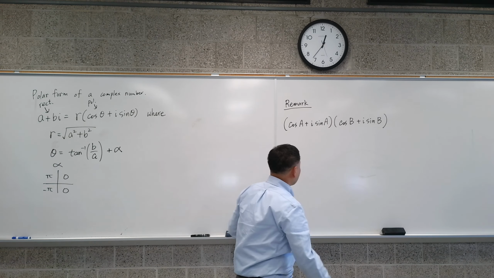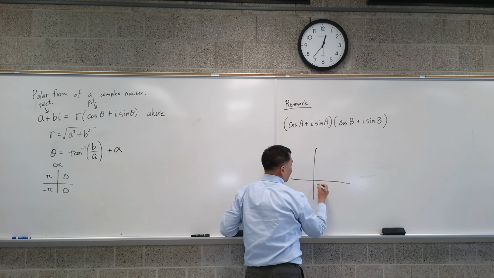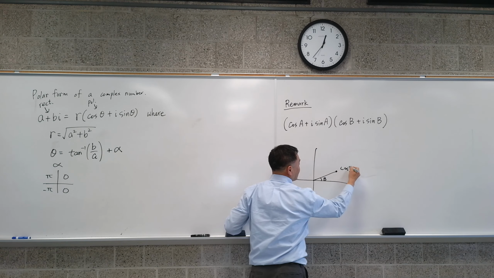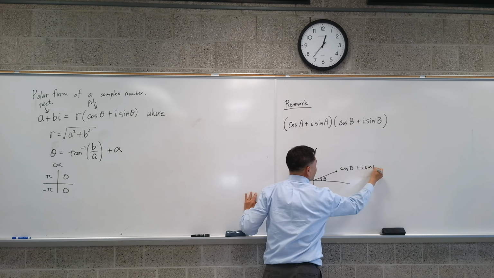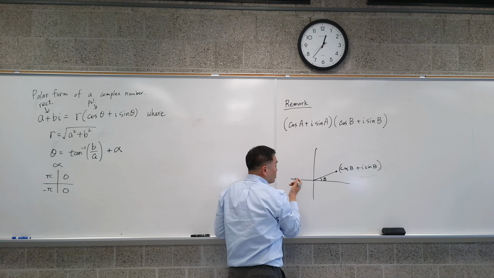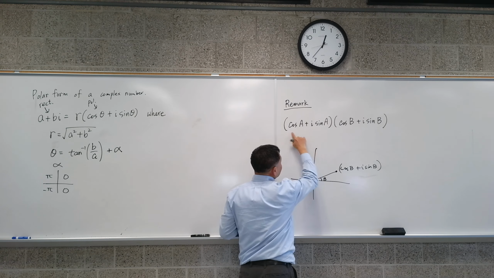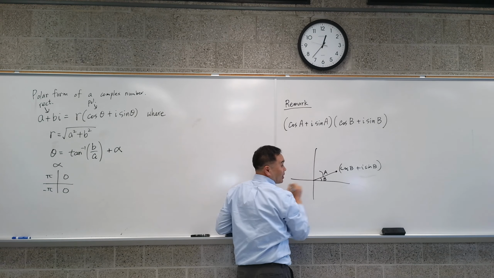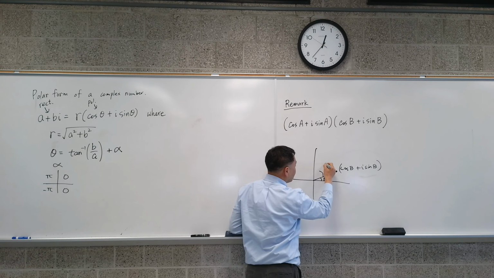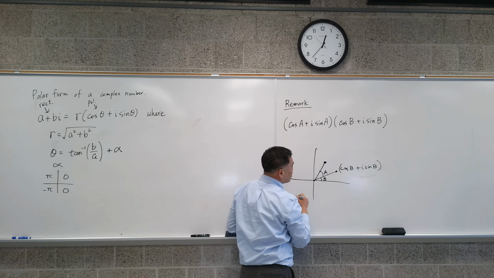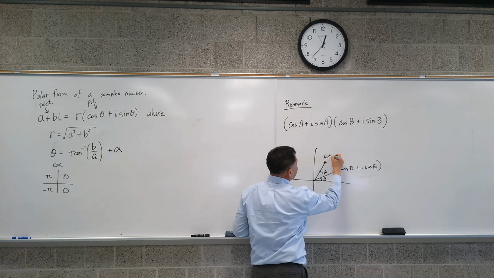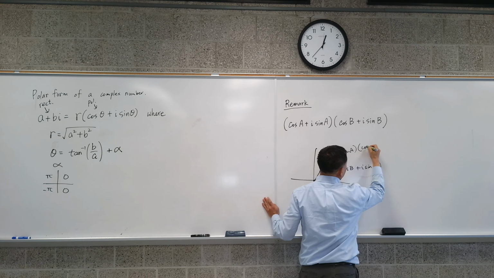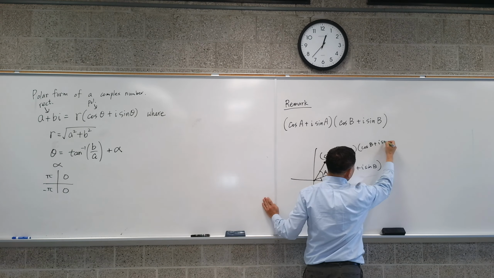Angle A. So here's what's happening. We already have some angle B, where this is cosine B plus I times sine B. And you're multiplying this by this thing, which is going to do what? It will rotate by angle of A. Right? So this is the new one, which is cosine A plus I sine A times cosine B plus I sine B.